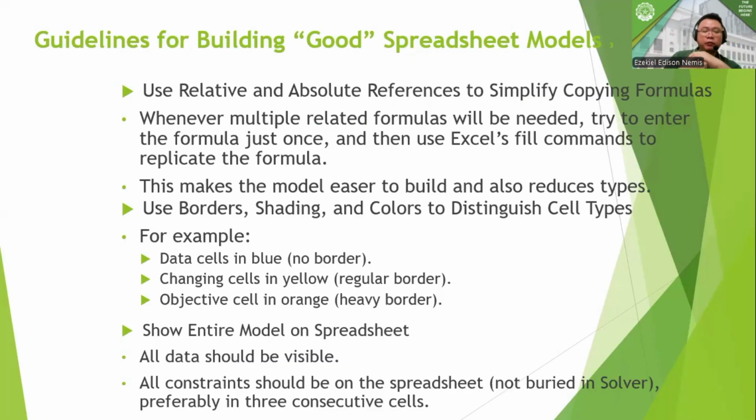Remember the color coding that we have? Data cells are blue or with no borders at all. Changing cells are yellow. And then, the objective is always orange. Show how to enter it in the spreadsheet model. All data should be visible. The constraints must be in the spreadsheet, not buried in formulas, and preferably in three consecutive cells. So yan yung mga guidelines in making a good spreadsheet.